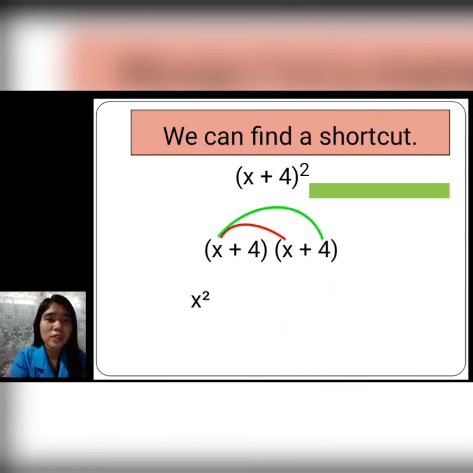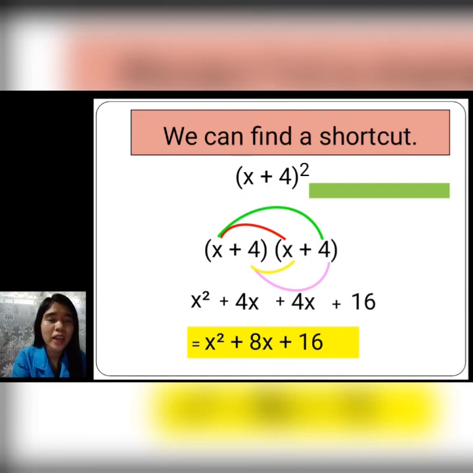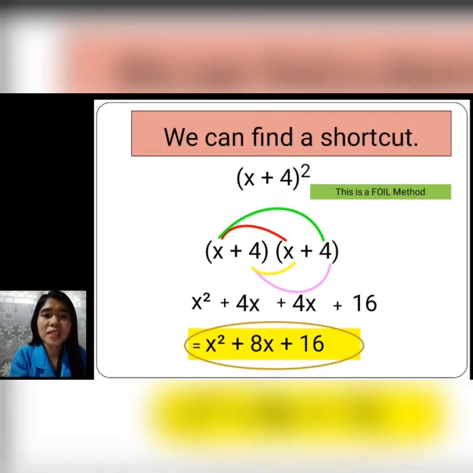Next is the outer term. So we will multiply x to 4. So x times 4 will give us positive 4x. Next is the inner term. So we will multiply positive 4 to positive x, which gives us positive 4x. Then the last term is to multiply positive 4 by positive 4, which gives us positive 16. Then next, we will combine like terms, which is 4x plus 4x, giving us 8x. So the final answer will be x squared plus 8x plus 16. So this is the FOIL method. This is one way of solving square of a binomial problems.